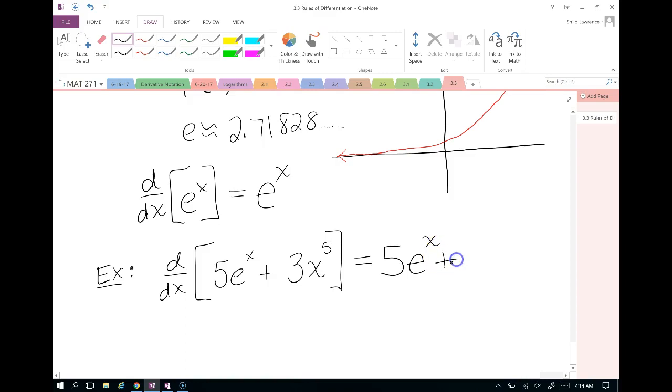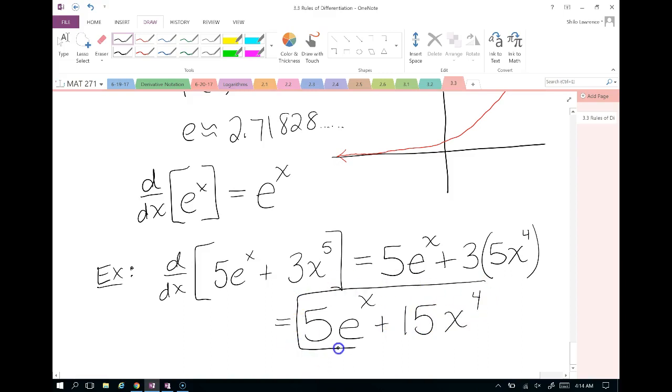And then I've got addition. Addition just carries on to the answer. 3 is just a coefficient. It's going to carry on to the answer. And then I've got to do the derivative for x to the 5th. So that's x to a power. So we do power rule. Power rule says bring the old exponent out front and then subtract 1 to get the new exponent. And we can clean it up just a tiny bit because we can multiply the 3 and the 5. So we get 5e to the x plus 15x to the 4th. That would be our derivative.